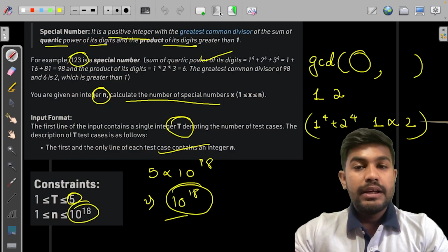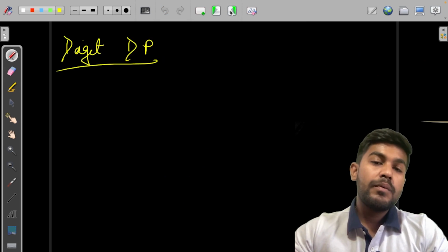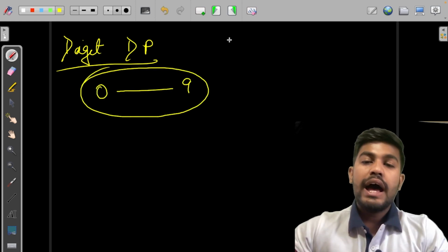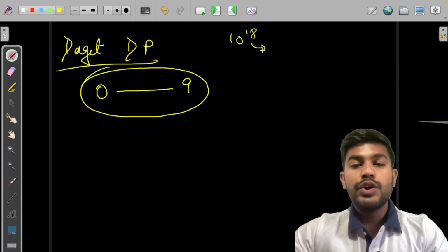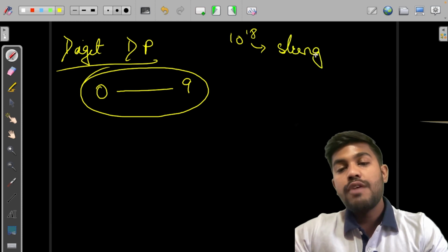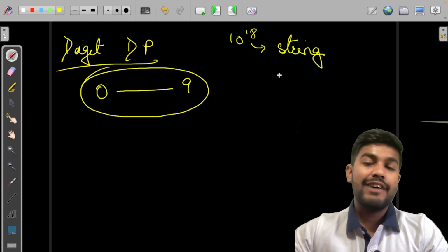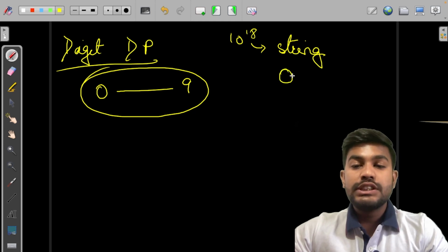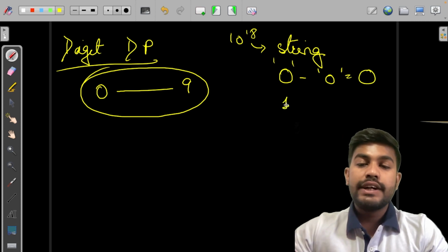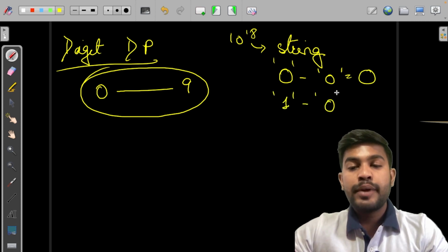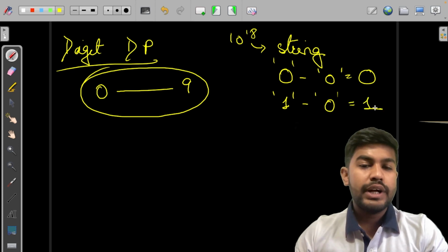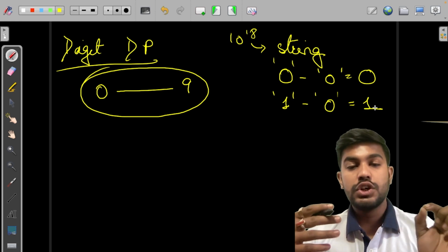So we can see that we can go from 0 till 9, and for 10 to the power 18, what we would do is we would have it in a version of string. Okay, and we would take advantage of its ASCII value. Now suppose it is digit 0, so we would subtract the value of character 0, that would be 0. So if it is character 1, then we would subtract the value of character 0, that would be 1 itself. As we increment forward, we can do that. Now the digit ranges from 0 to 9.